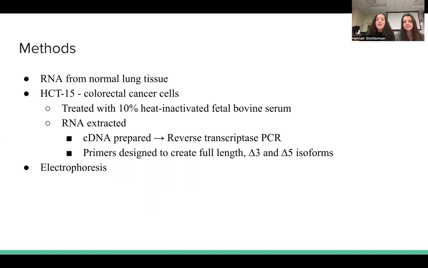The RNA underwent cDNA preparation so that reverse transcriptase PCR amplification could occur. In order for that amplification to occur, the researchers had to design primers that would yield full-length, delta 3, and delta 5 isoforms, all individually. Once these were all amplified, they were separated based on weight via gel electrophoresis.